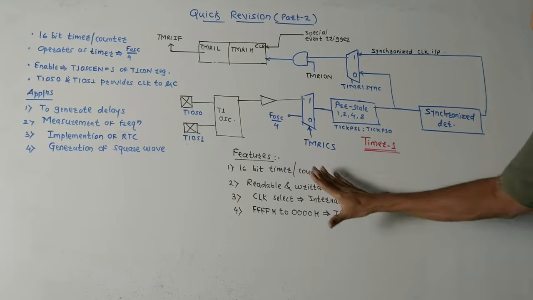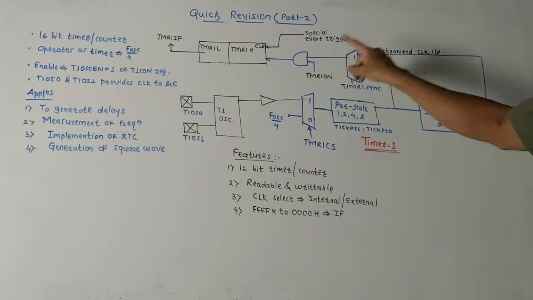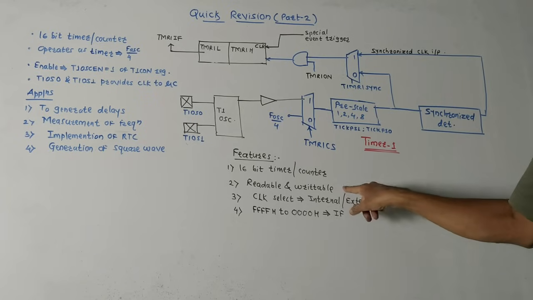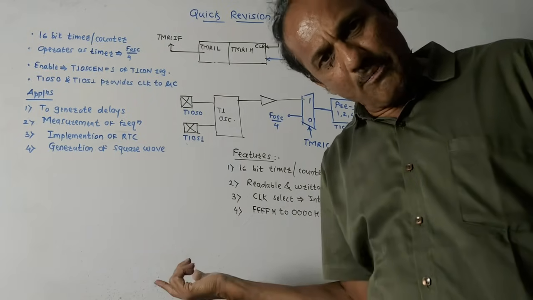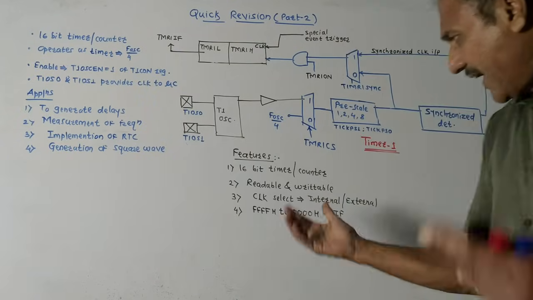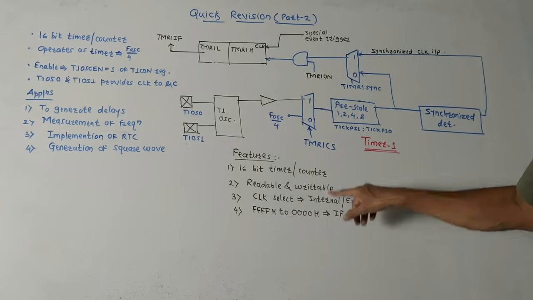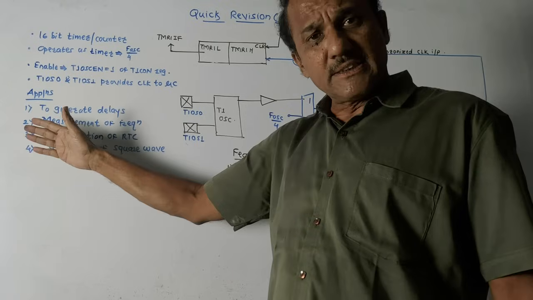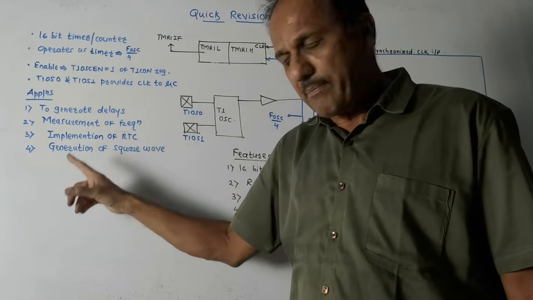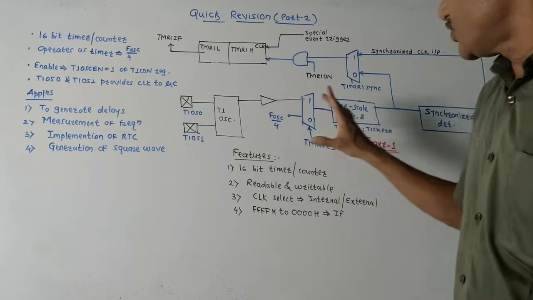Then these two pins, Timer 1 OSO and Timer 1 OSI, provide a clock to the microcontroller. The features are: it is a 16 bit timer or counter, and both the registers, TMR1L and TMR1H, are readable and writable. Clock selection can be both internal as well as external, and like the earlier timers, the interrupt flag will be generated whenever the count goes from FFFFH to 0000H because it is 16 bit. Its applications are, the major application is generation of delays, then measurement of frequencies, implementation of real time clock, RTC is real time clock, and generation of square wave.